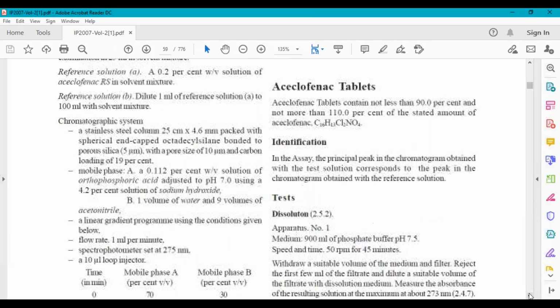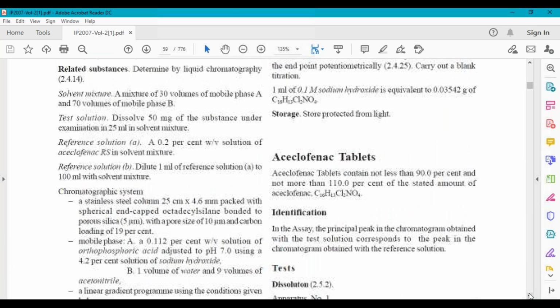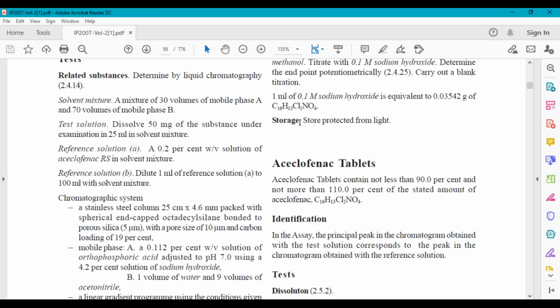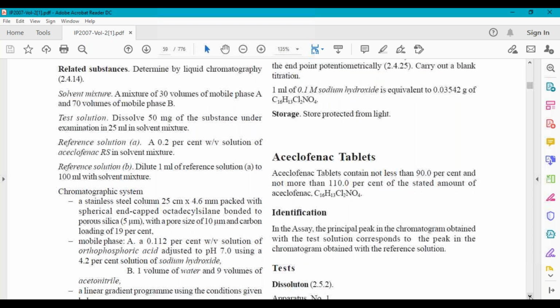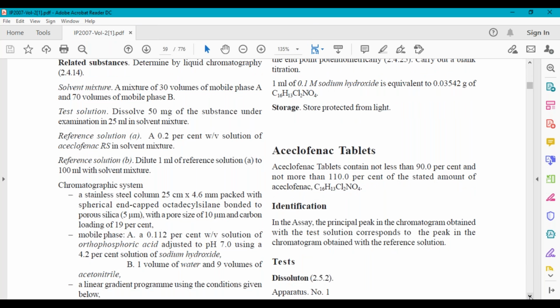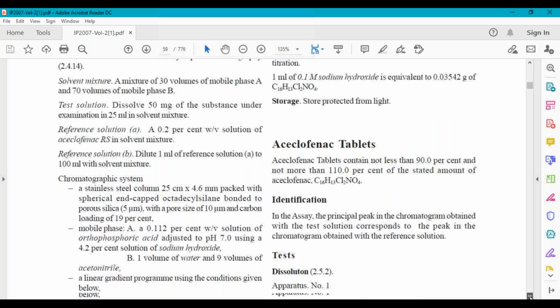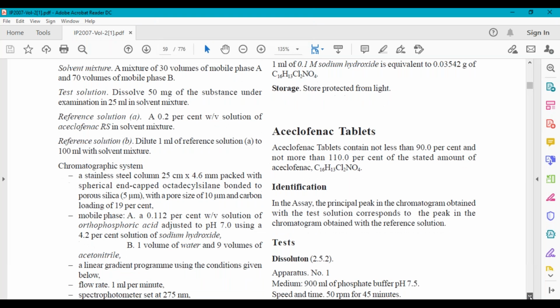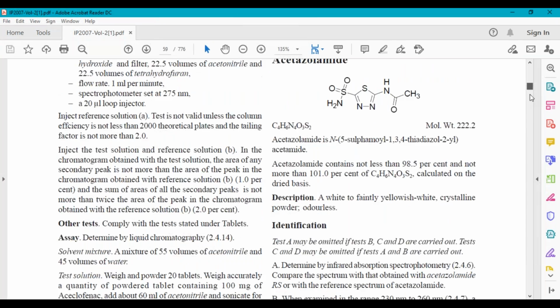The storage is also mentioned, if you can see. Okay, the storage. Then below that is another one. Besides the pure drug, even the dosage form, like aceclofenac tablets, is also given. So if you have a tablet in your hand and you want to confirm whether it is aceclofenac, you will carry out the identification test given in the pharmacopoeia. Like this, in each volume there are many monographs.